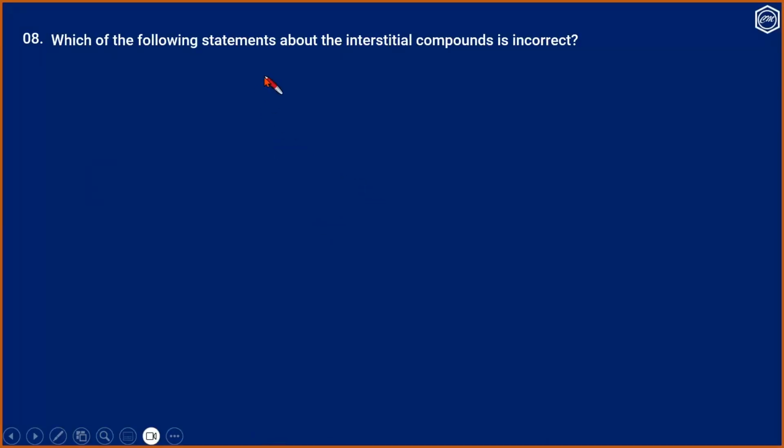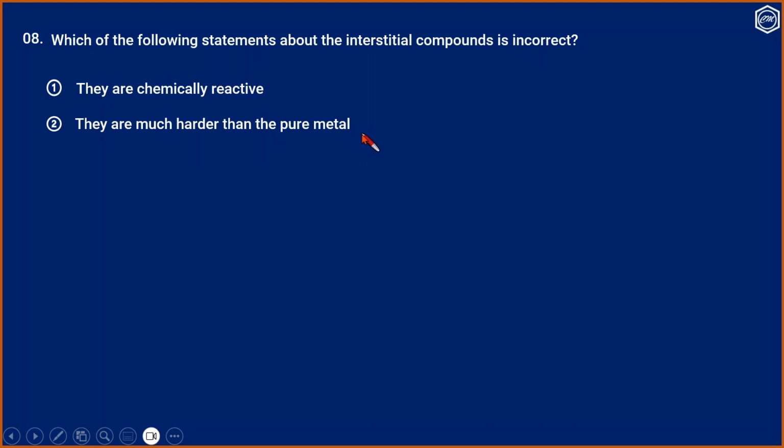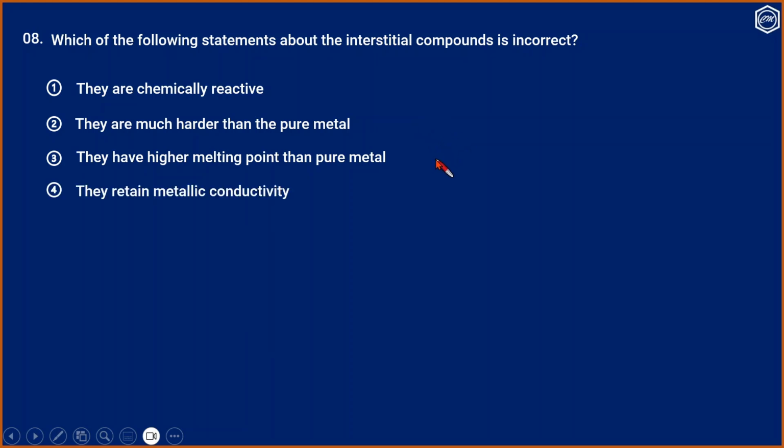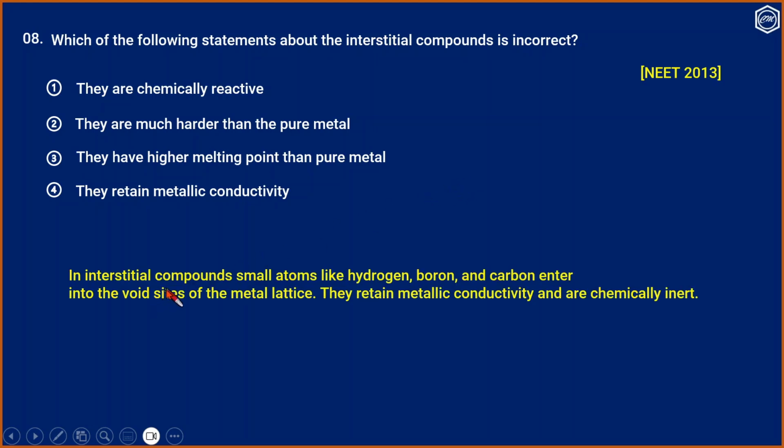Question 8. Which of the following statements about the interstitial compound is incorrect? They are chemically reactive, they are much harder than pure metal, they have high melting point than the pure metal, they retain metallic conductivity. In interstitial compounds, small atoms like hydrogen, boron and carbon enter into the void sites of the metal lattice. They retain metallic conductivity and are chemically inert. So therefore, option 1 is the correct answer.